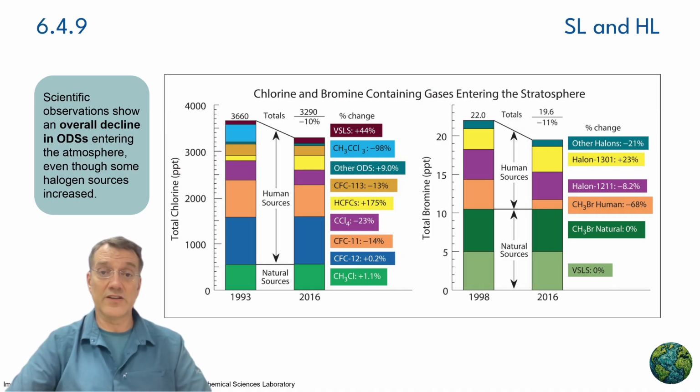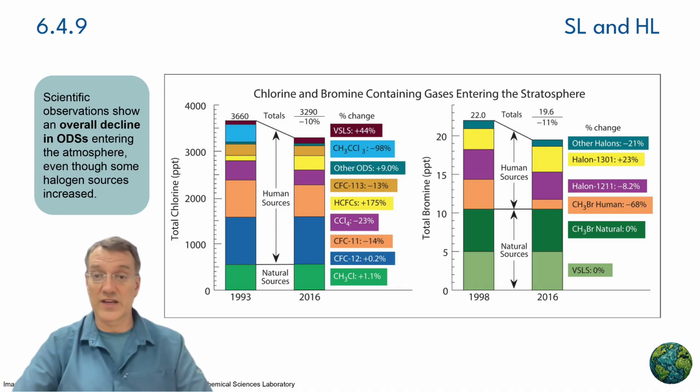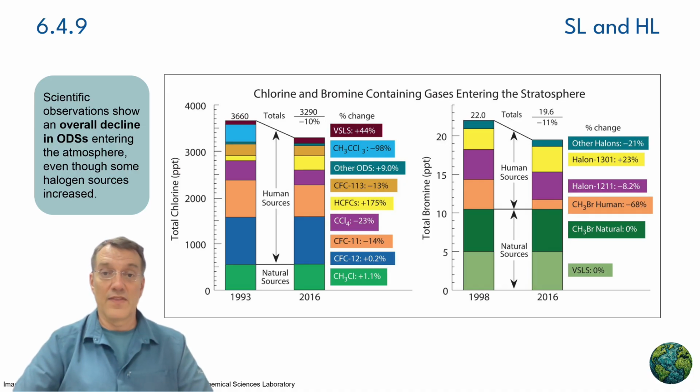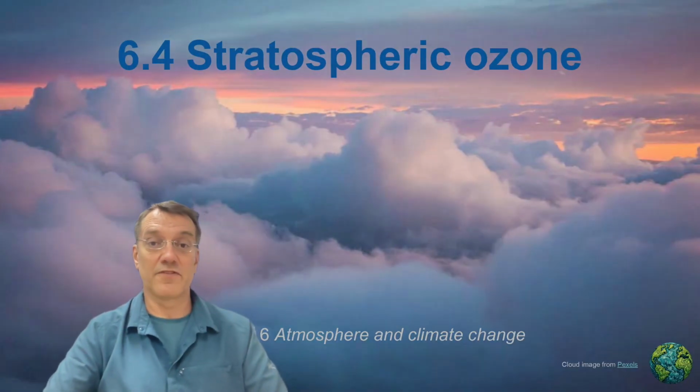Notice that between 1993 and 2016, total chlorine from human sources decreased by 10%, even though some specific chemicals like HCFCs actually increased temporarily as replacements for the more harmful CFCs. Total bromine from human sources declined by 11% between 1998 and 2016. What's encouraging is that while natural sources of these chemicals stayed roughly constant, human contributions declined significantly. This demonstrates that our efforts to control ODS emissions are actually working. That's it for the SL content in topic 6.4, stratospheric ozone.